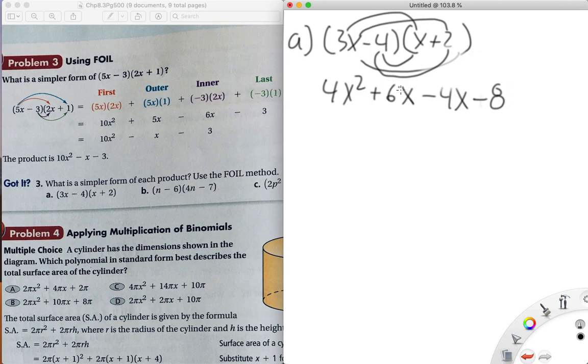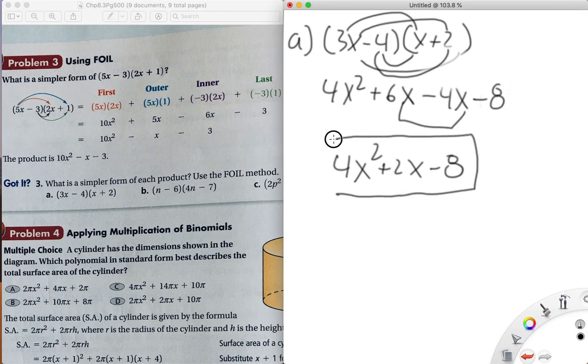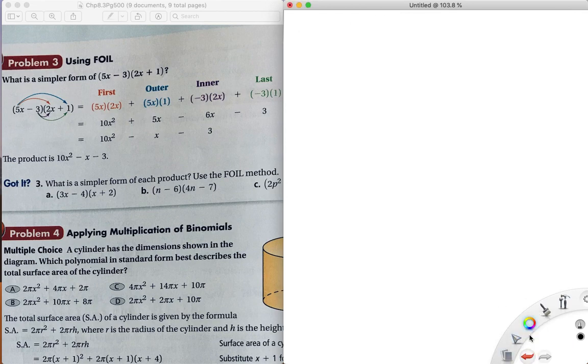Okay. Combine like terms. The only like terms that I see here are the 6x and the negative 4x. So I combine those guys. 6 minus 4 is 2. So then 6x minus 4x is 2x. I can't combine it any further. So my final answer is 4x squared plus 2x minus 8. And that's A.